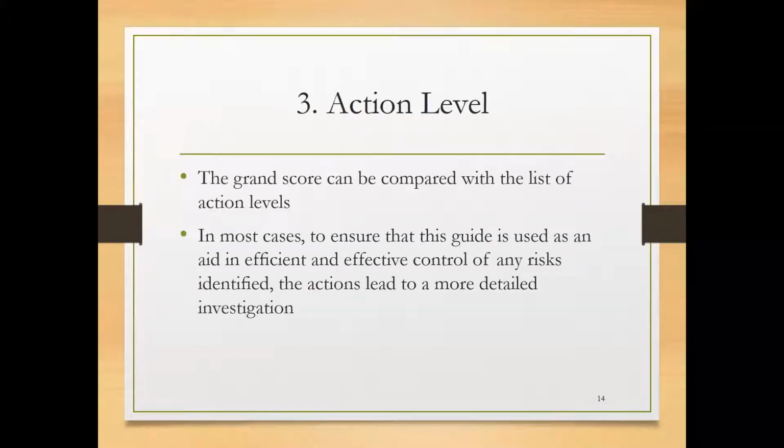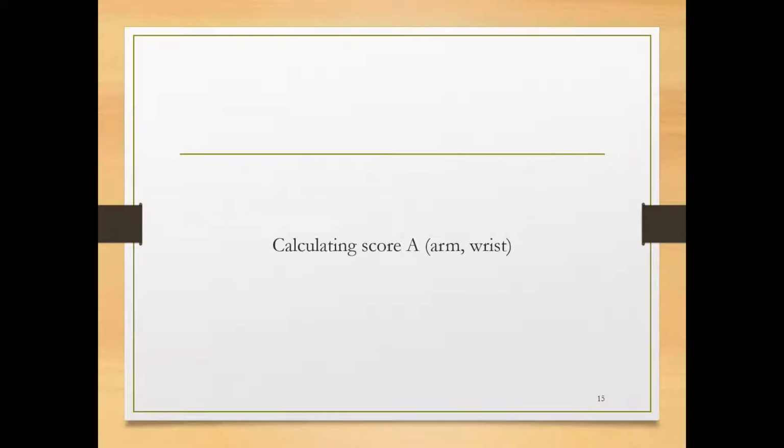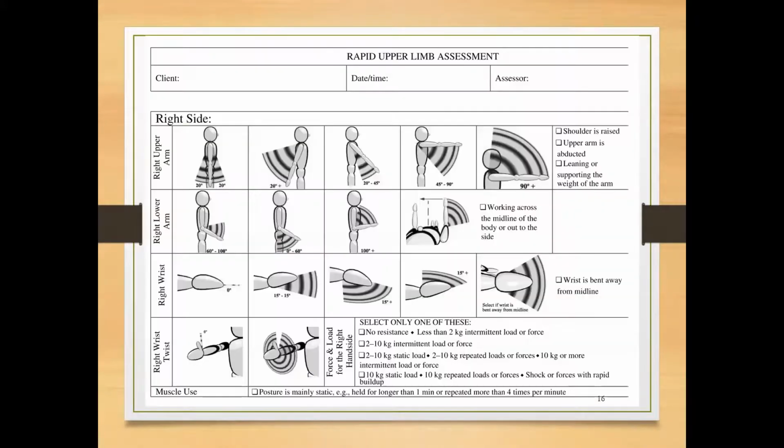So we will see what are those four action levels. First, how to calculate score A. The basic definition that applies is the definition of neutral posture. For the upper arm, this is the neutral posture. Any deviation from this neutral posture, on the back or on the front, is a deviation, of course, from the neutral posture, and we will be assigning higher scores. So the farther we move from the neutral posture, the higher the score will be.